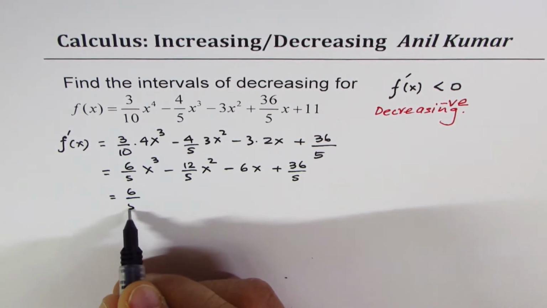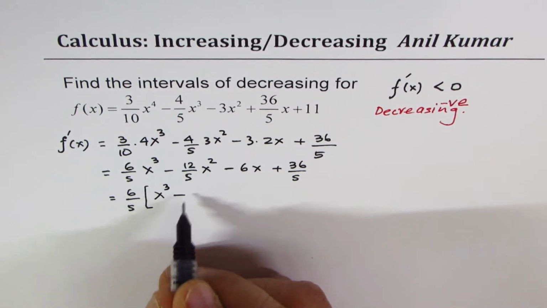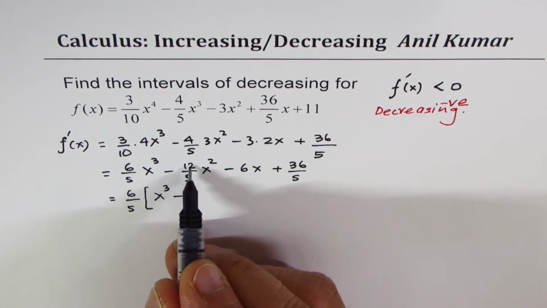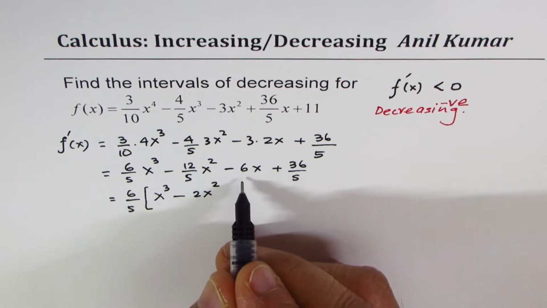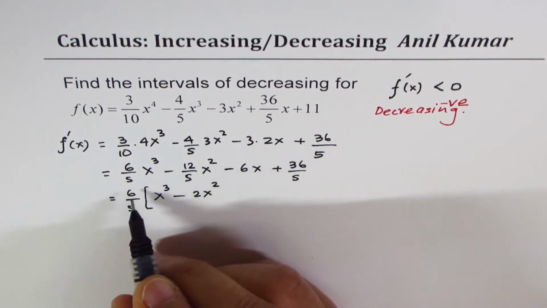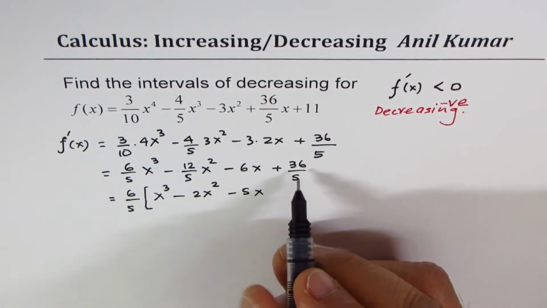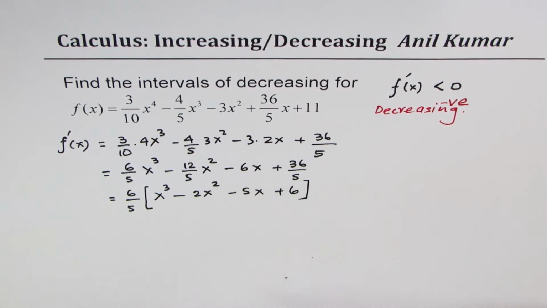If I take 6 over 5 common, I'm left with x cubed minus 2x squared, since 6 over 5 has been taken common and 12 divided by 6 is 2. Then 6 has been taken common, so I have to multiply this by 5. So we get 5x. 6 times 6 is 36, so we are left with 6 here, right? So you get a cubic function here.